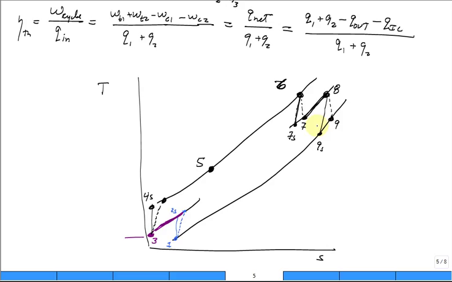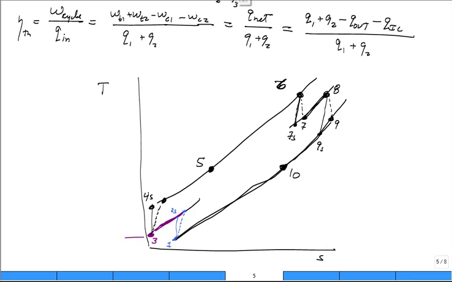Does that make sense? From 9, it'll be cooled somewhere in here. I won't show it going all the way. That will be state 10, which is the outlet from the regenerative heat exchanger. And then from 10 all the way back down to 1 to close the system.